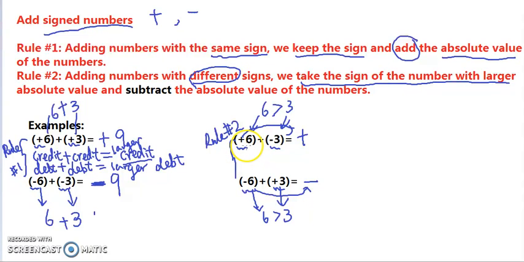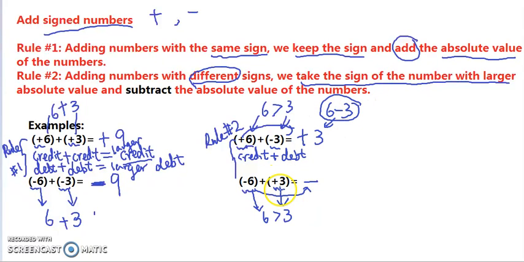So $6 means we have $6 credit, and then we have $3 debt, or say you owe somebody $3. In this case you can use the $6 credit to pay your debt of $3, and after you use $3, that means you still have $3 left. So in that case we do 6 minus 3, we still get 3. So we do 6 minus 3 to get that 3 there.